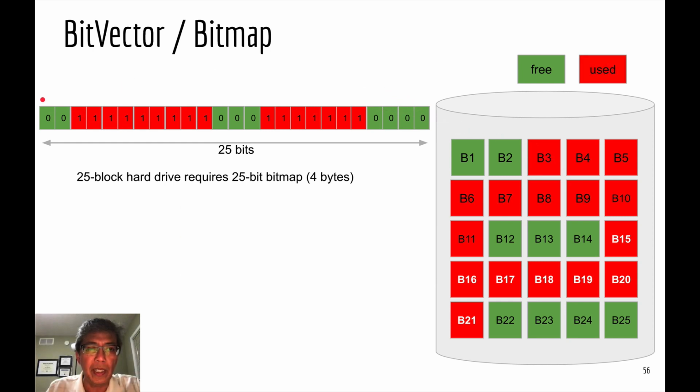With 25 bits in the bitmap, we have to allocate a total of 4 bytes. So 25 divided by 8 is 3 point something, and we have to round up. So the number of bytes would be 4.